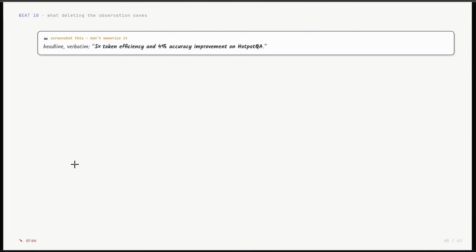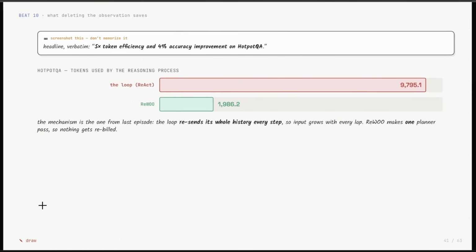So why use ReWOO here instead of React, for example, which is from episode 7 or 6? This is the headline: on the HotpotQA benchmark, you have 5 times more token efficiency and a 4% accuracy improvement. Also in numbers, if you're using the React loop that we have already discussed in previous episodes, you see this amount of tokens used in the reasoning process for each loop. React resends its whole history every step, so input grows with every lap.